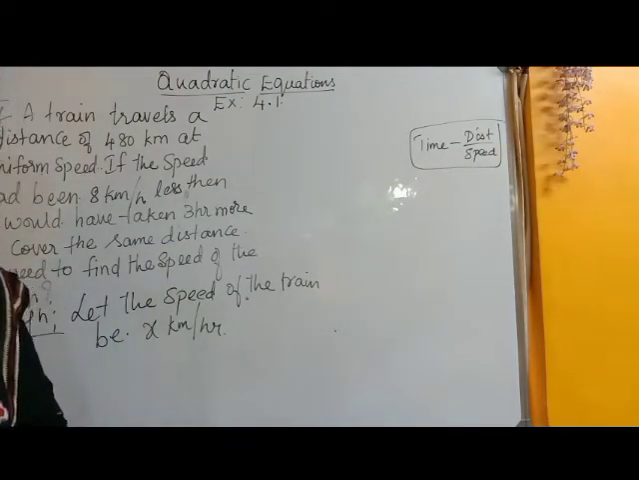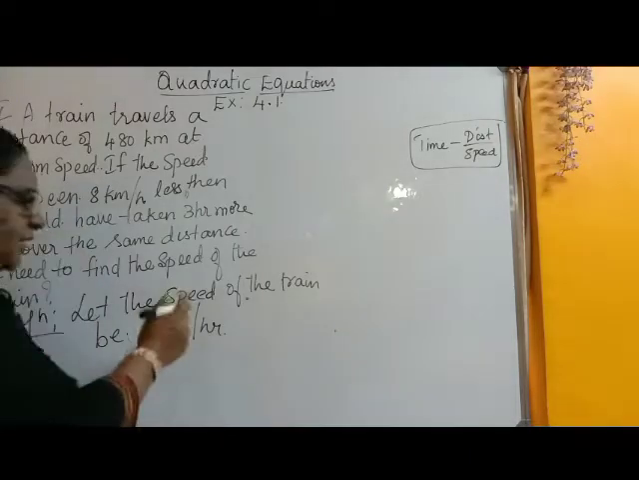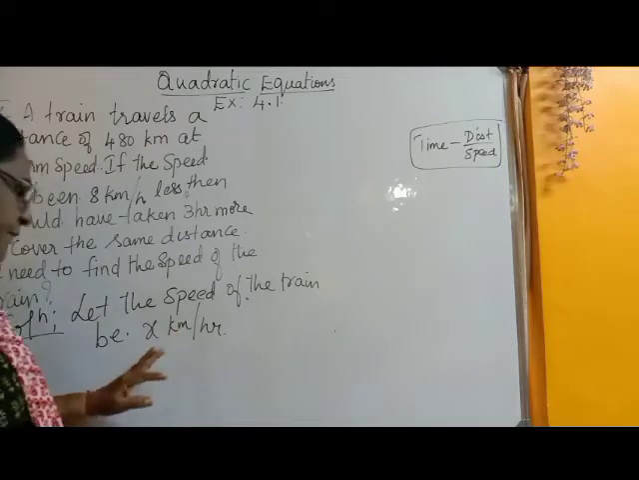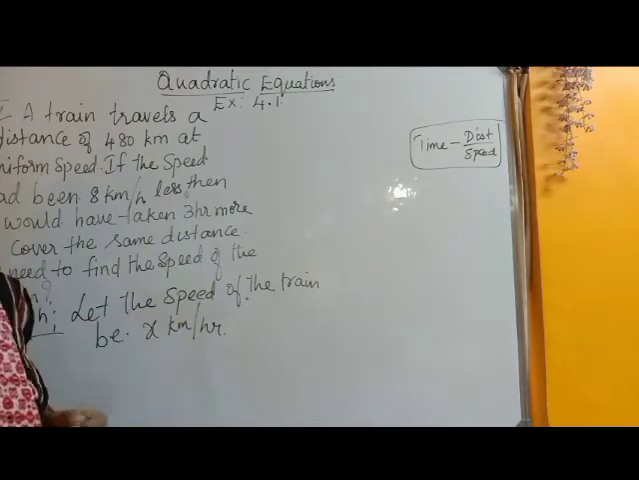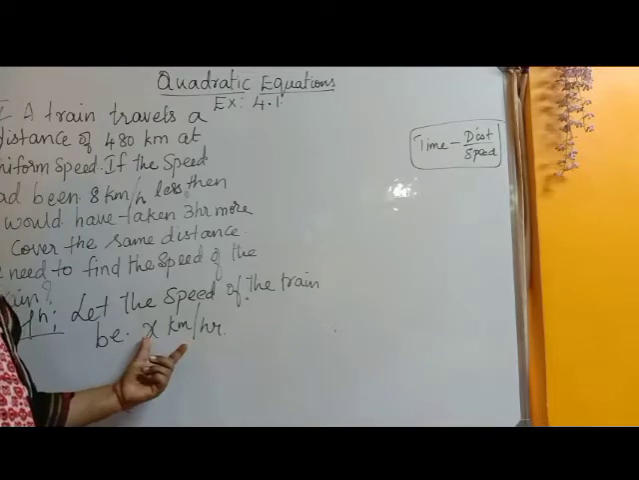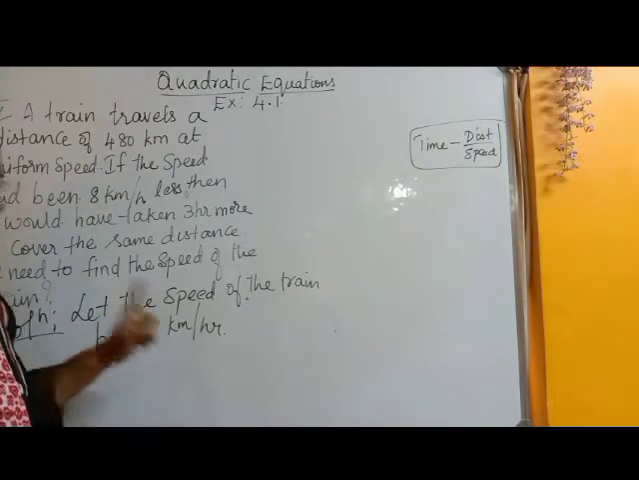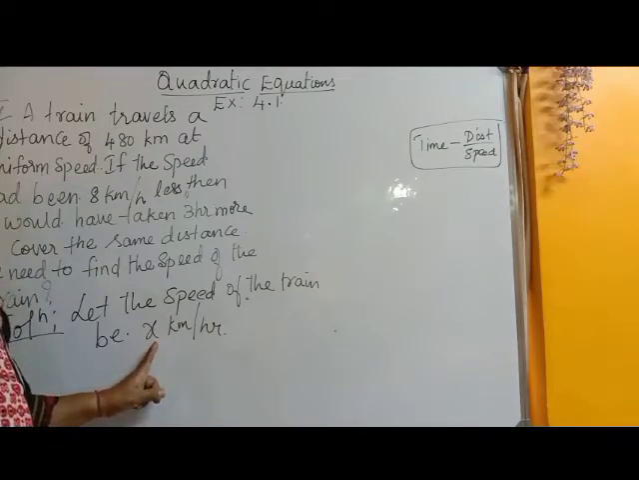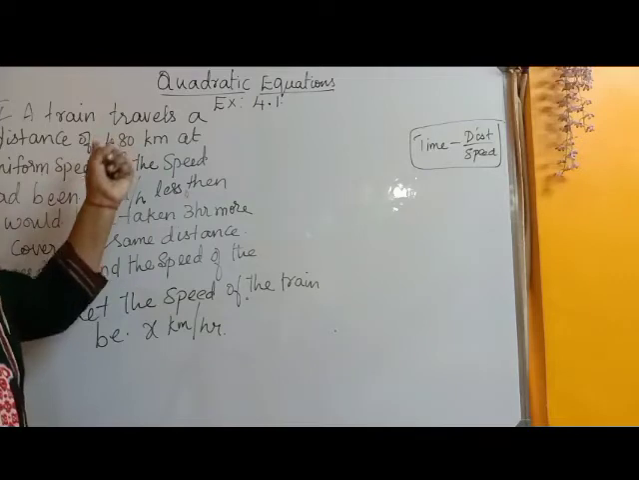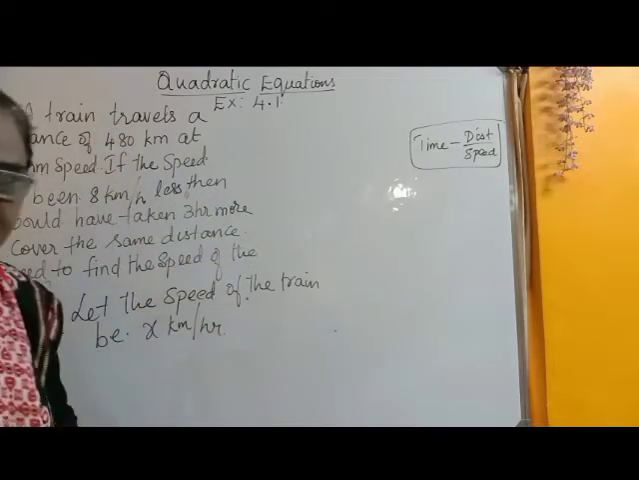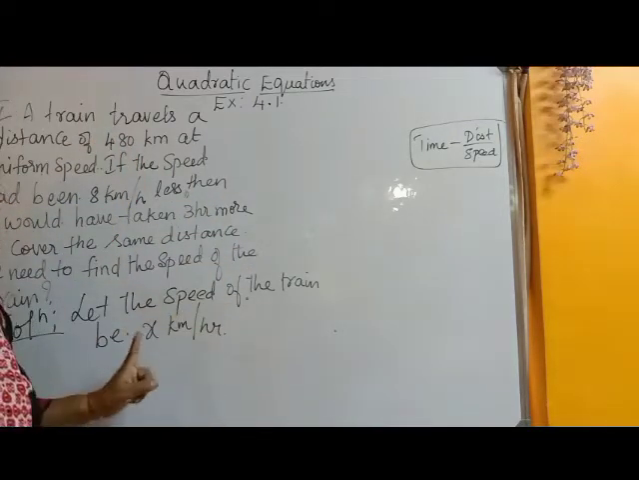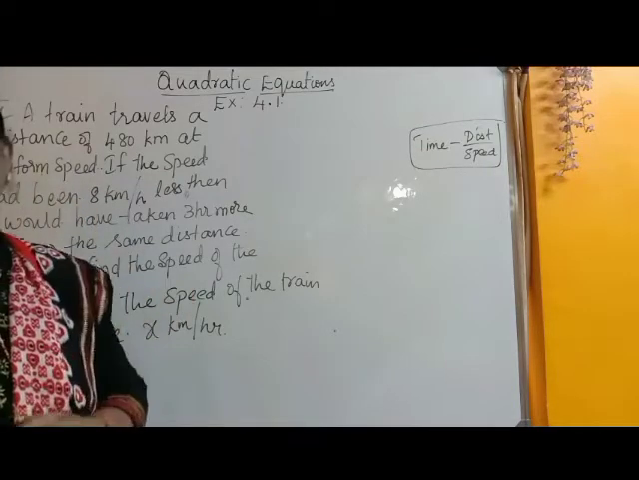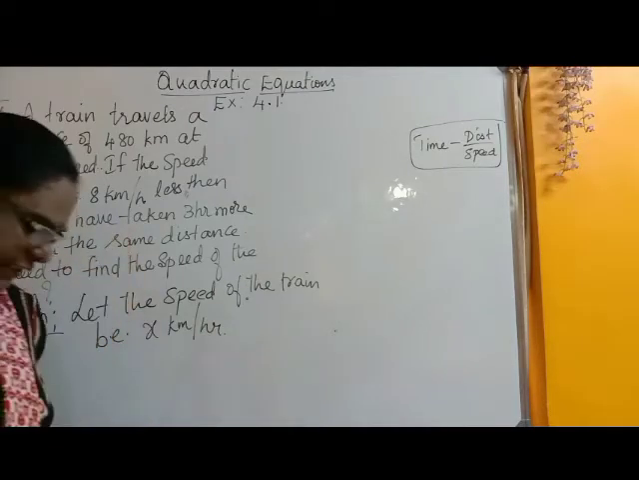What do you mean by x kilometer per hour? So x kilometer per hour is nothing but a train traveling a distance of x kilometer in 1 hour. See, in 1 hour it is covering a distance of x kilometer. Therefore, to cover a distance of 480 kilometers, what is the time taken?